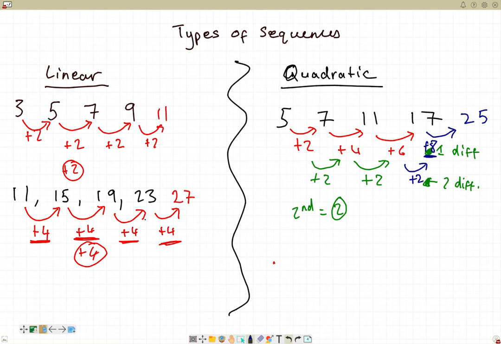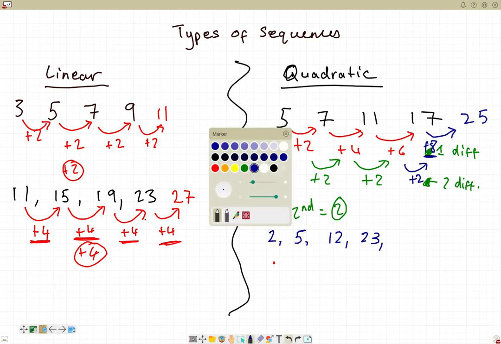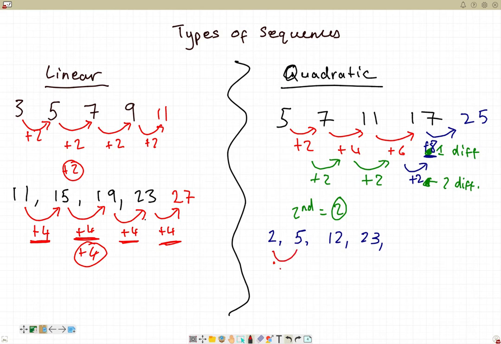Okay, let's try another example. So let's say we have 2, 5, 12, 23. Okay, so here we have another quadratic sequence. So let's see what the first difference is. Plus 3, plus 7, 23 take away 12. That gives me 11.